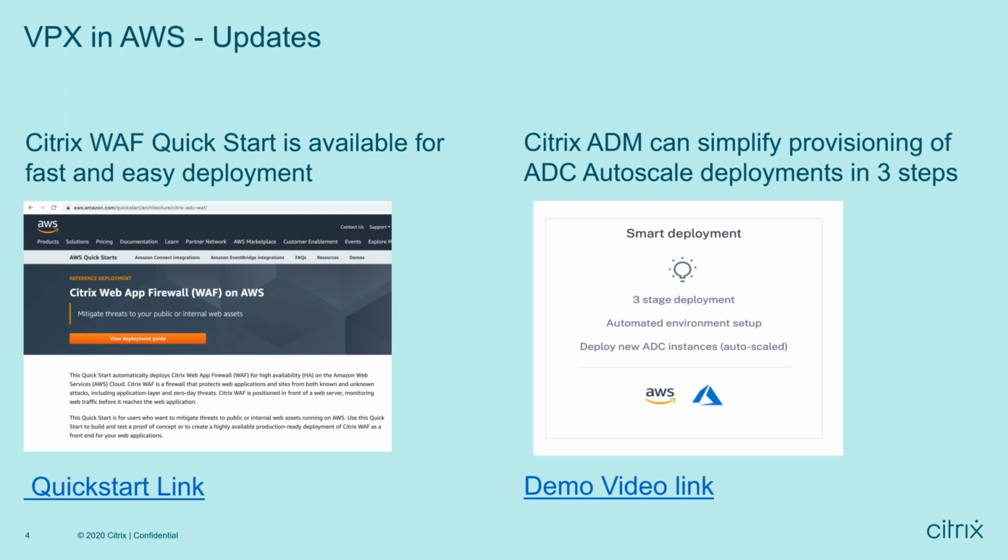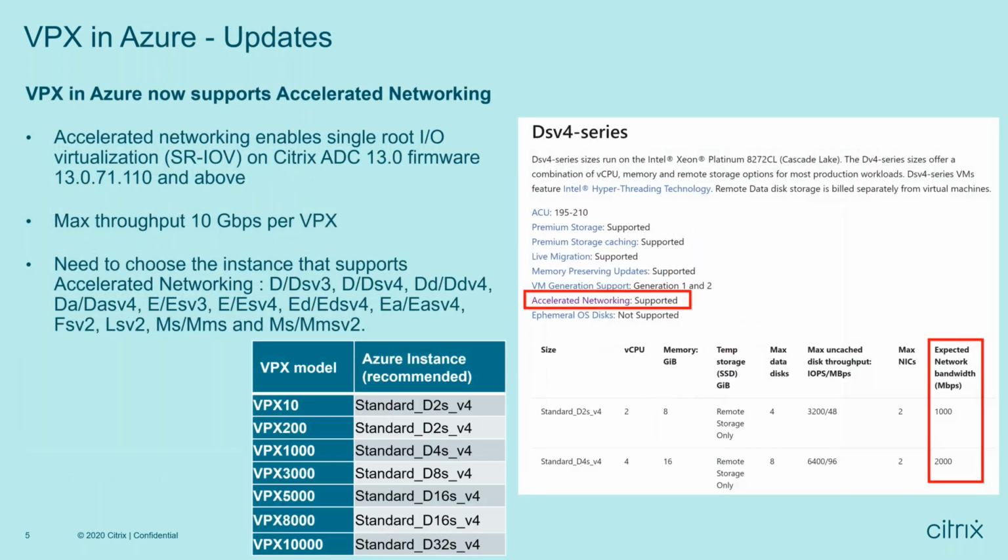Now moving on to the other updates, this is with regards to Azure. As you may know, in Q4 of last year, we started supporting accelerated networking. This was a major ask because accelerated networking brings in low latency and higher throughput in scenarios. So we always recommend that when you are deploying ADC on Azure, please enable accelerated networking. And this was true for VPX of more than 200 Mbps, right?